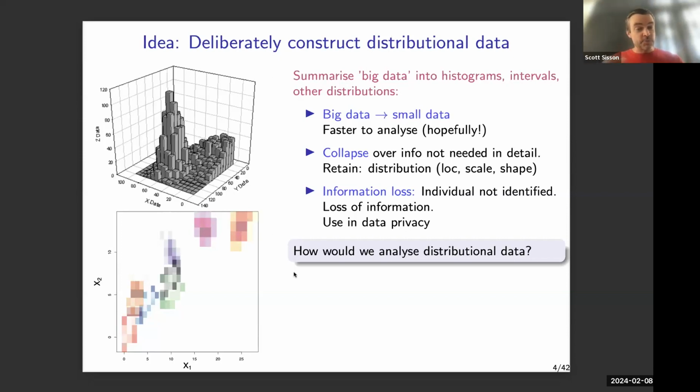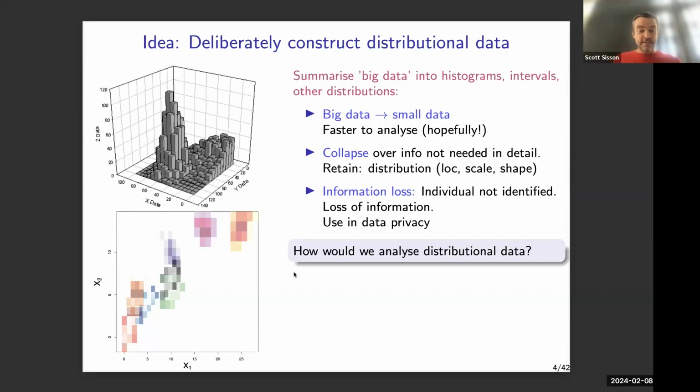Because there's only such a small amount of data here now, they're just counts, in principle we can really quickly fit these models to the data when they're summarized in this form, compared to if we have to iterate over 100 trillion observations. So that's the idea. We take a large data set, and by summarizing it in distributional form, we reduce the size and the dimension of the data. Hopefully, we're retaining information that's important for fitting the model, like location, scale, and shape. And then, hopefully, we'll be able to analyze the data much more quickly.